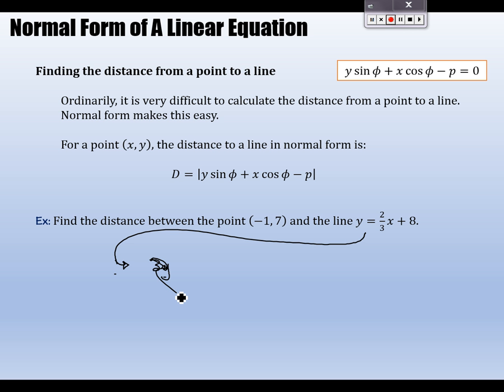All right, so I'm multiplying through by 3 first, just to clean things up a little bit. I'm going to move everything over to this side. I get -2x plus 3y minus 24 equals 0. What do I have to divide through by? 4 and 9 is 13.